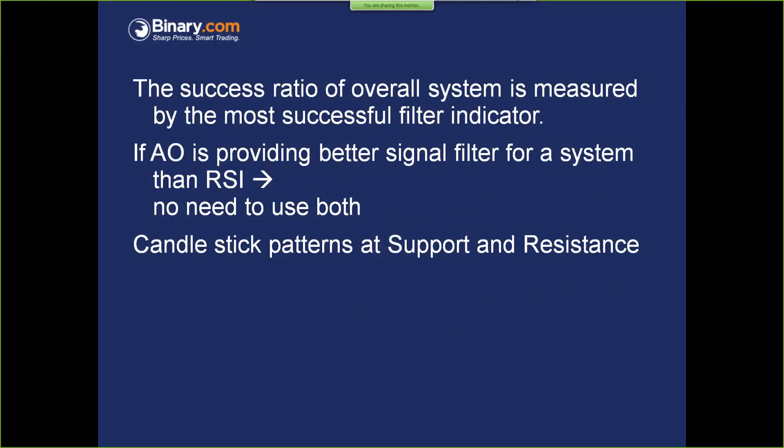So the success ratio of your overall system is measured by the most successful filter indicator. And what do I mean with that? For instance, if the AO, the awesome oscillator, is providing a better signal filter for a system than the RSI, then there's no need to use both. So no sense to make duplication here.